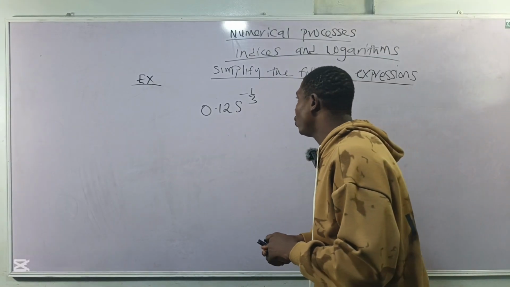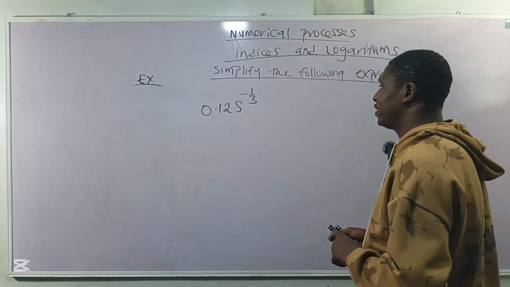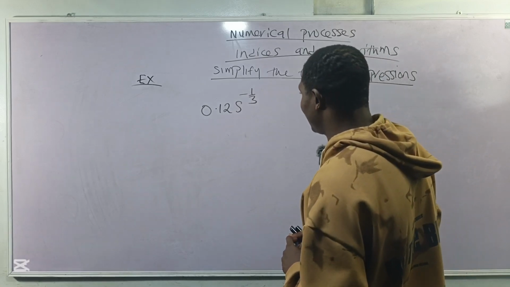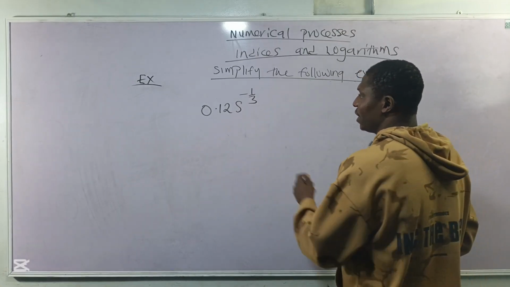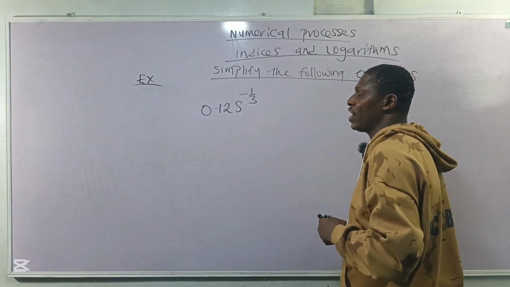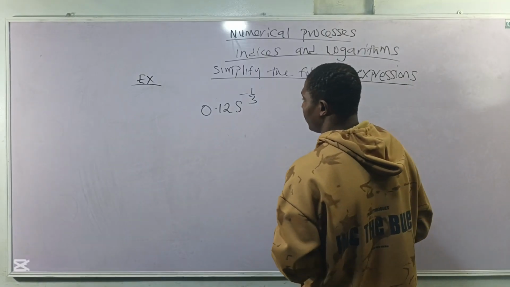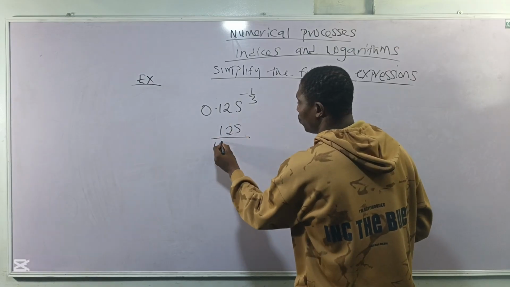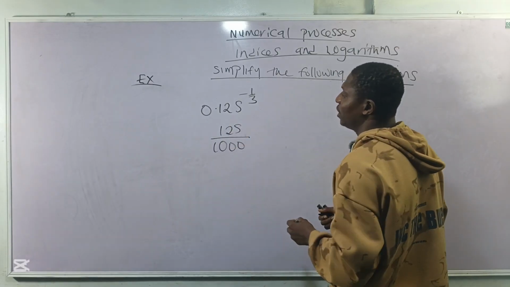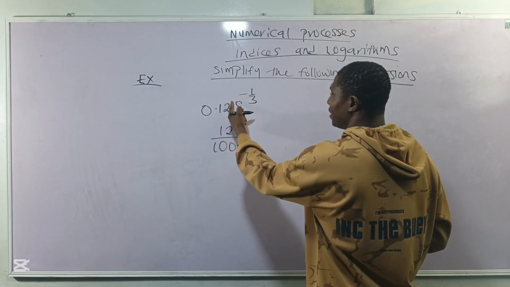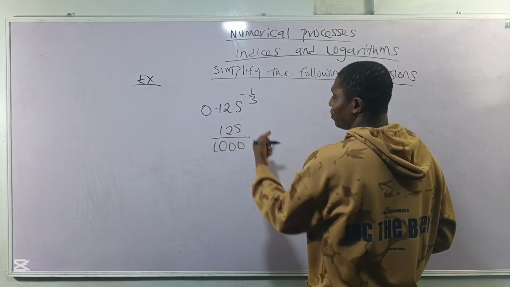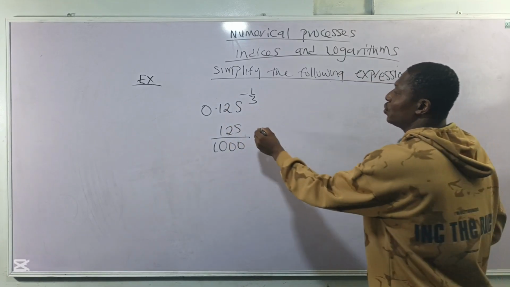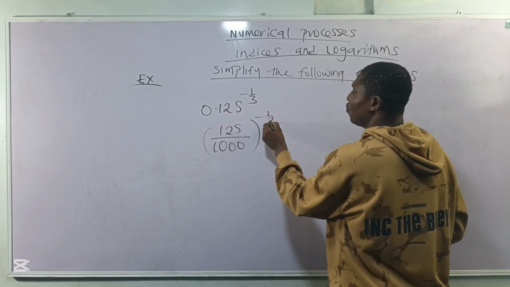We have 0.125 raised to power minus 1 over 3. We have to simplify this. How do we do this? The first thing is to convert our decimal number to a fraction. 0.125 is the same as 125 all over what? We have 4 digits, so we have 1000, because I need 3 zeros to multiply this to remove my decimal point. So I have 3 zeros attached to 1. So this remains minus 1 over 3.